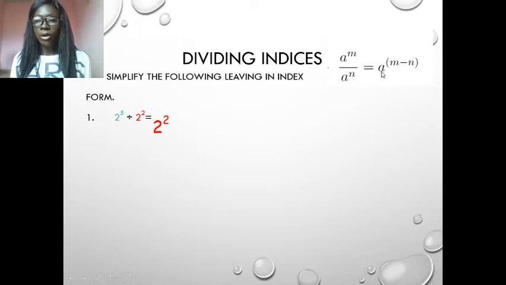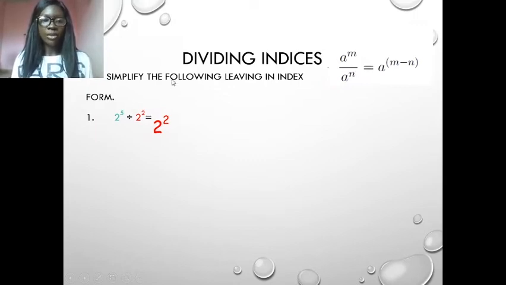So now you pick the base a and take the first power, which is m, you subtract it from the second power. So it's going to be a to the power of m minus n. Okay? So always start with the numerator. The numerator power must subtract by the denominator power. Okay? So you're not going to make a mistake.